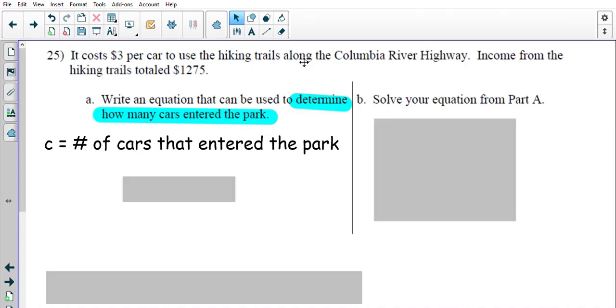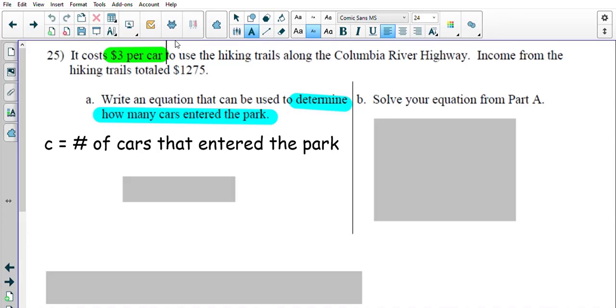Now going back to our question, we know that it is $3 per car. And C represents the number of cars. So I'm just going to put a C next to this. It's going to be teeny tiny, but it's $3 per car, so 3C. This is going to be 3 times C.